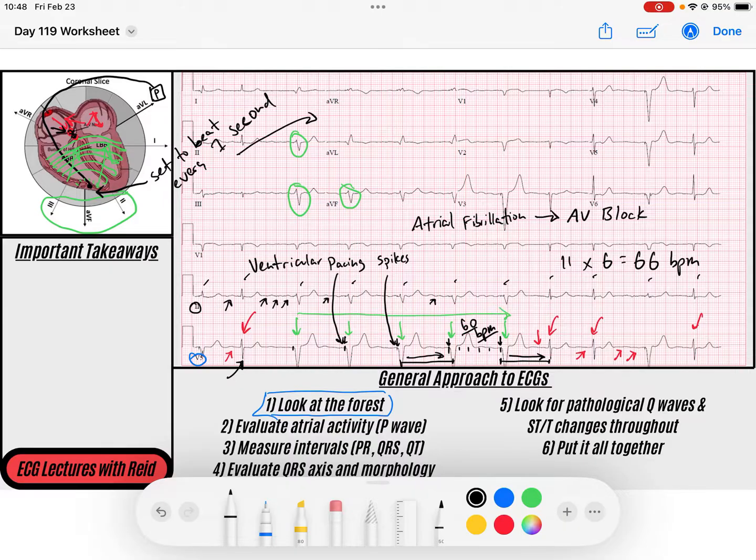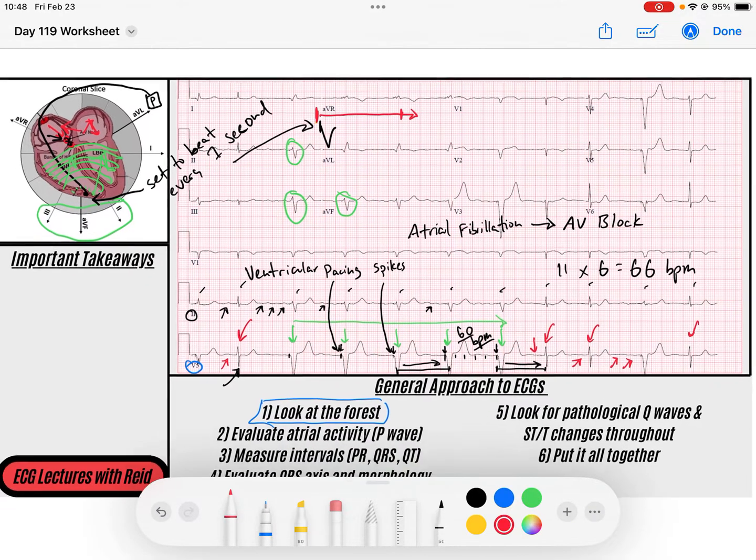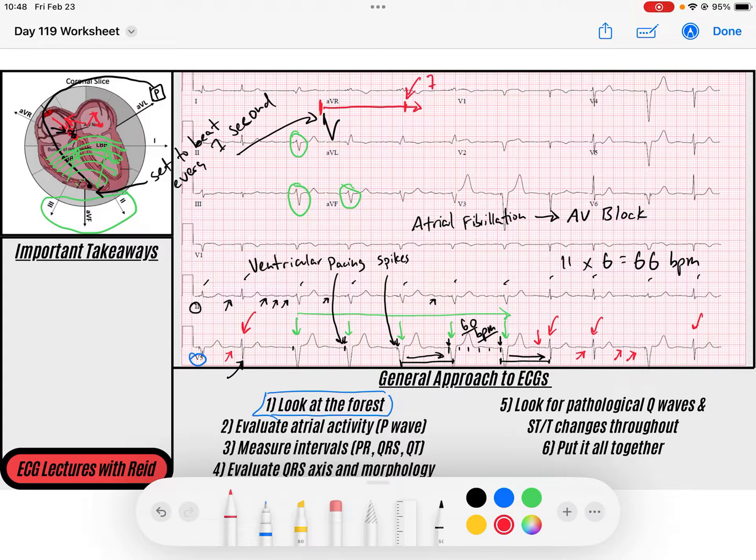So we have our pacing spike and we have our QRS, and then that starts a timing system, right? It starts to measure from that moment. The pacemaker lead in the ventricles is waiting. And right here is 1 second. That is 1 second, okay?